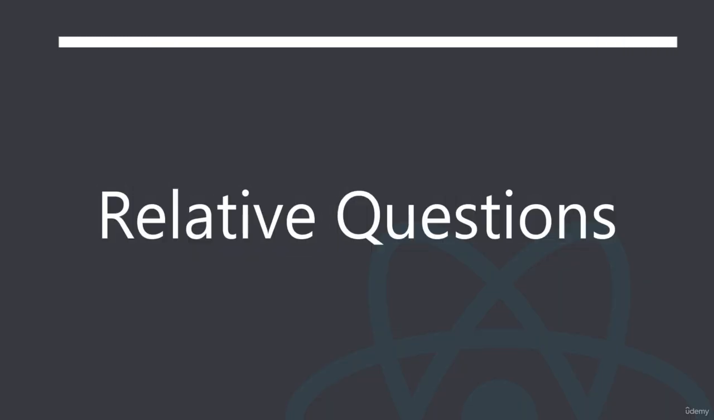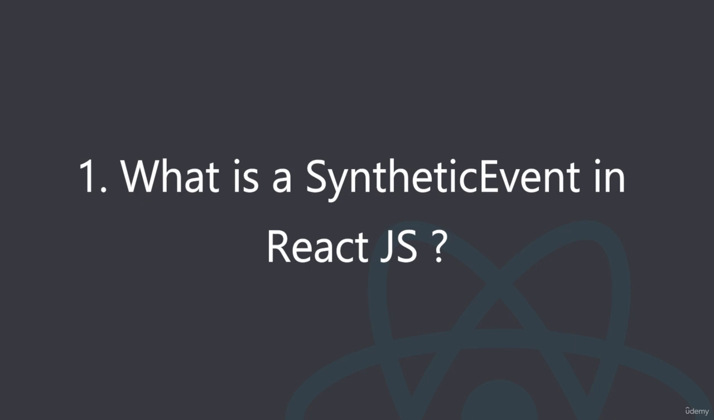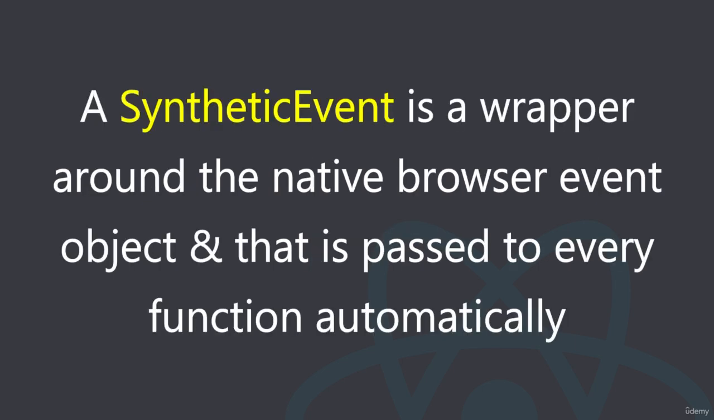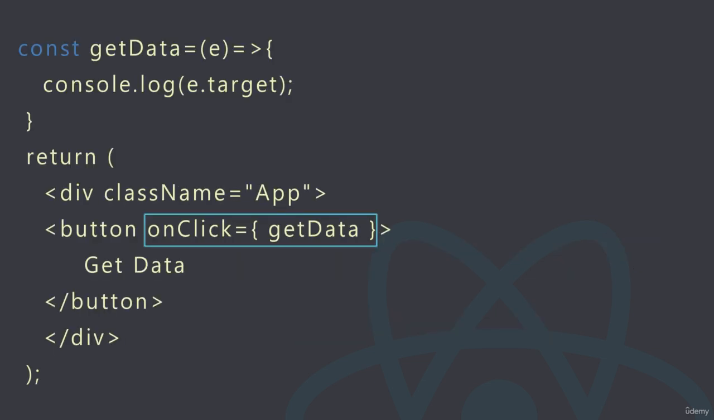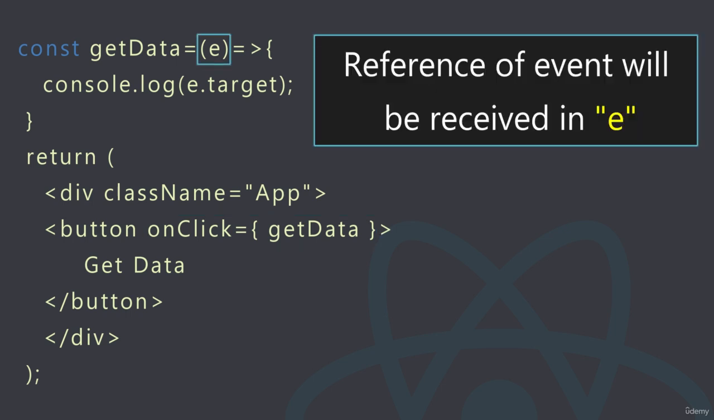Now let's talk about relevant questions. The first question is, what is a synthetic event in React.js? A synthetic event, as we see, is a wrapper around the native browser event object, and that is passed to every function automatically. Remember, you do not need to pass this object. It is automatically received when, let's say, you have this onClick function, and when it is called, the reference of event will be received inside this E. And you can name it whatever you want, but it will remain the synthetic event only.